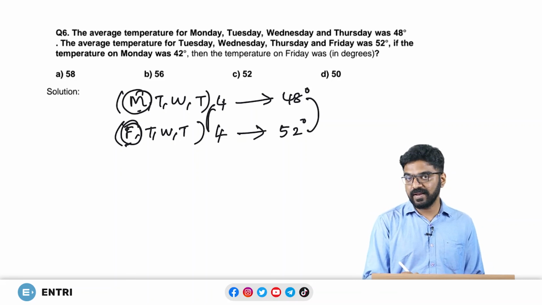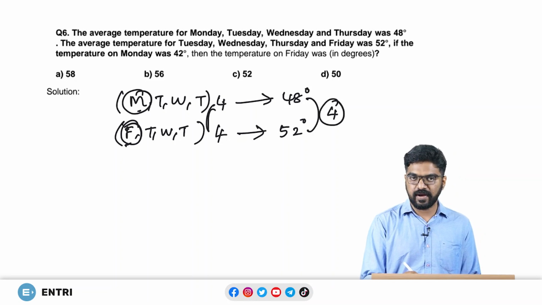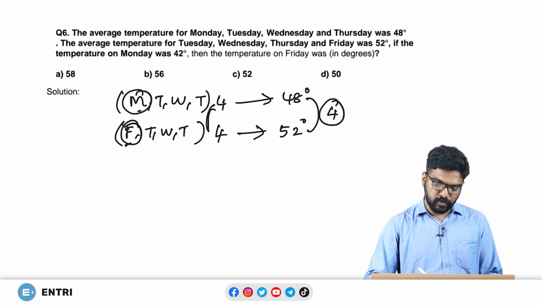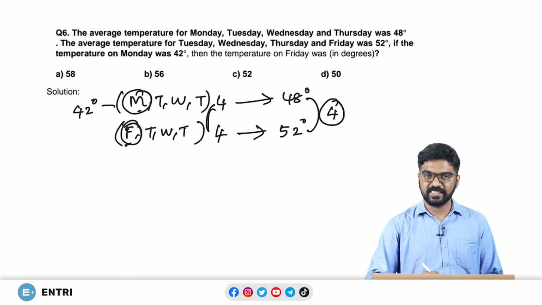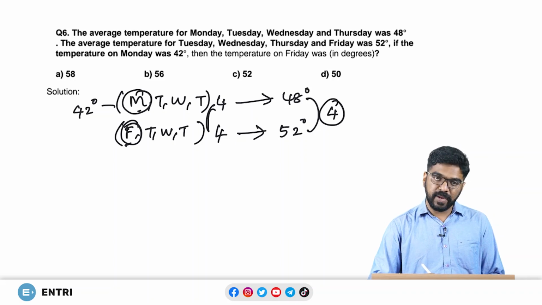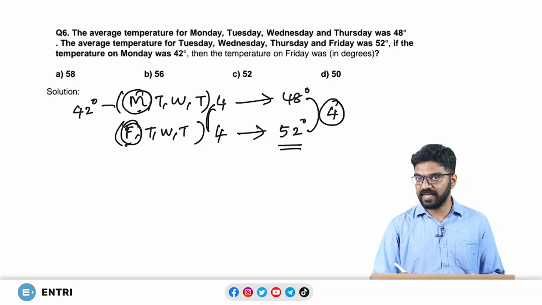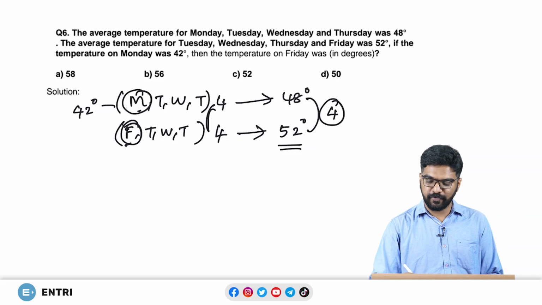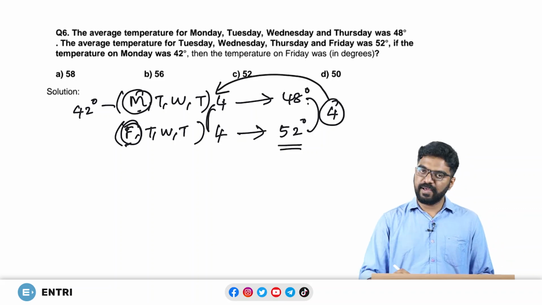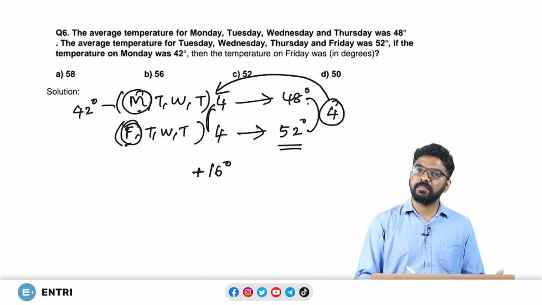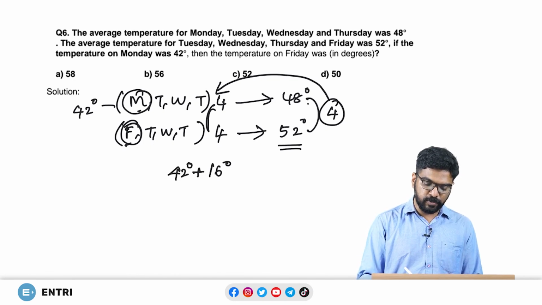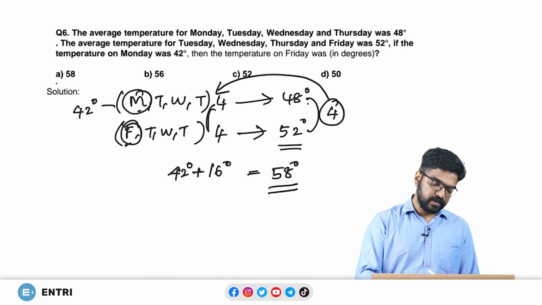But what happened? There is an increase. How much is the increase? There is an increase of 4. So this 4 is the extra than the previous one. So what was the previous value? Monday's temperature is given in the question, which is equal to 42 degrees Celsius. So Friday's temperature would have been 42 if the average was still remaining the same, but it is not. So the difference over here is 4. So we have to multiply this with the top left value. So 4 into 4 is 16 degrees Celsius, which will be more than Monday's temperature, that is 42. So 42 plus 16, which will be equal to 58 degrees Celsius, and that will be the temperature on Friday.